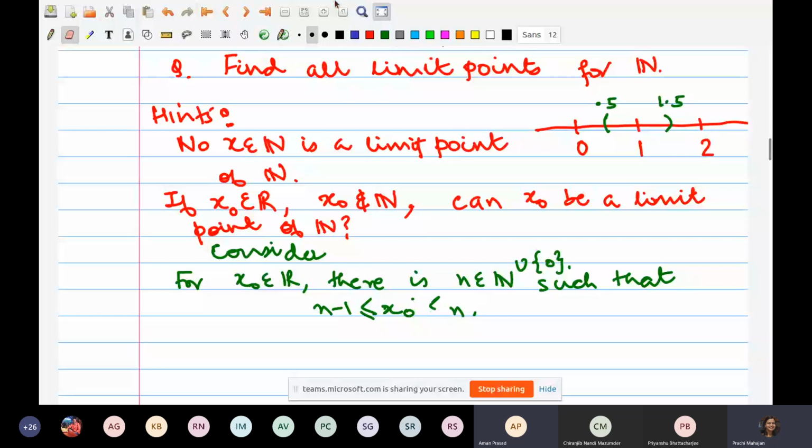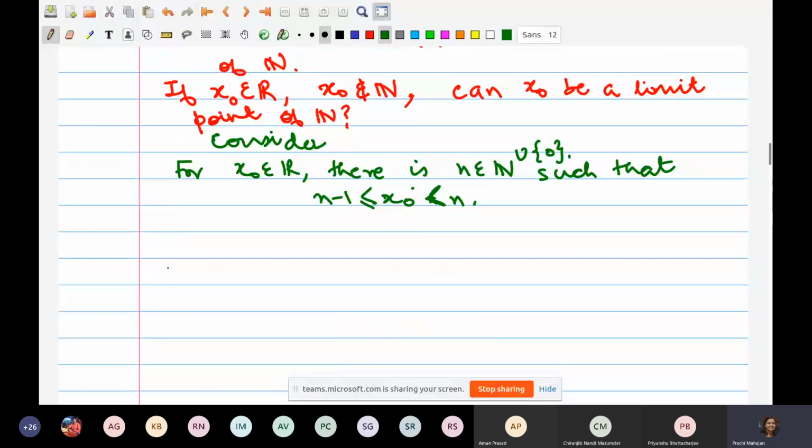Yes, ma'am, x naught minus (n minus 1) upon 2, or the bigger element, which is (n minus x naught) upon 2. So we take the minimum, that interval will suffice for that. Correct. One suggestion is that I polish Aman's argument a little bit. He's saying that if x naught does not belong to the set of natural numbers, then set epsilon naught to be the following quantity. So what do I set epsilon naught to be?